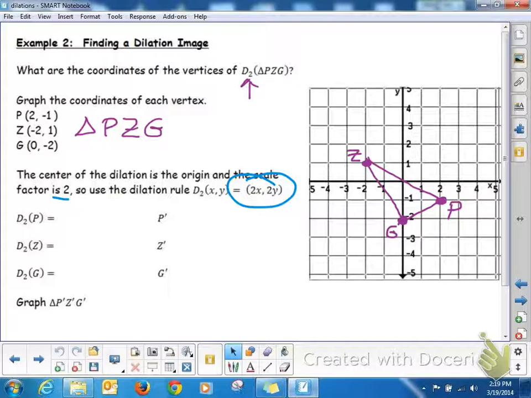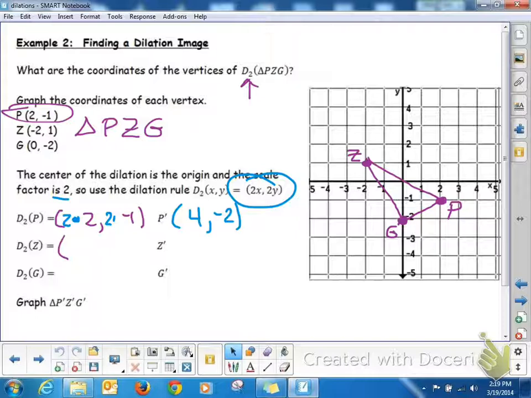So let's take the coordinates of P. P is at 2, -1, right? P is at 2, -1. We want to multiply both of those points by the scale factor of 2. So P prime would be located at 4, -2, because 2 times 2 is 4, and 2 times -1 is -2.